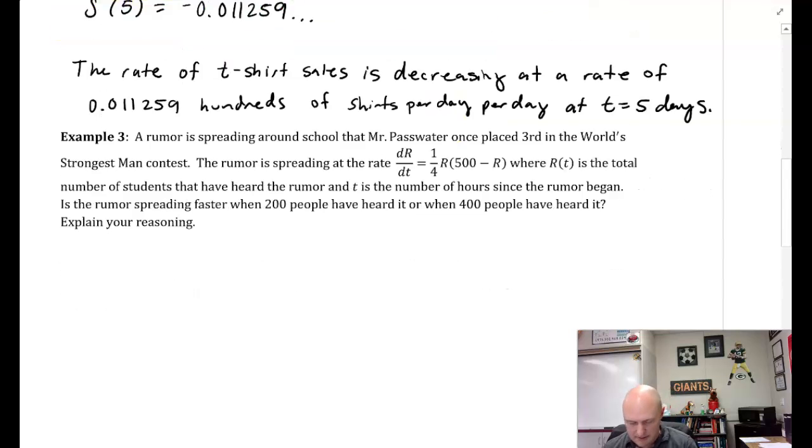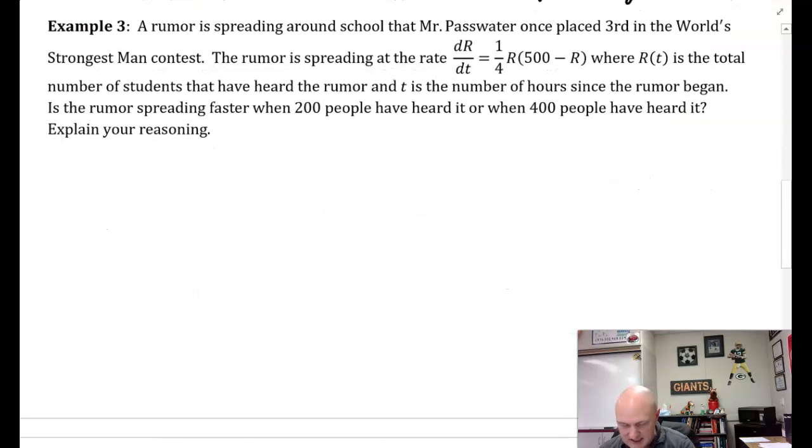Awesome. Okay, example number 3. It says, a rumor is spreading around school that Mr. Passwater once placed 3rd in the world's strongest man contest. The rumor is spreading at a rate, so here they give us the rate, of dr dt, where r of t is the total number of students that have heard the rumor, and t is the number of hours since the rumor began. So they want to know, is the rumor spreading faster when 200 people have heard it, or when 400 people have heard it? Okay, well, the number of people who have heard the rumor is r of t.